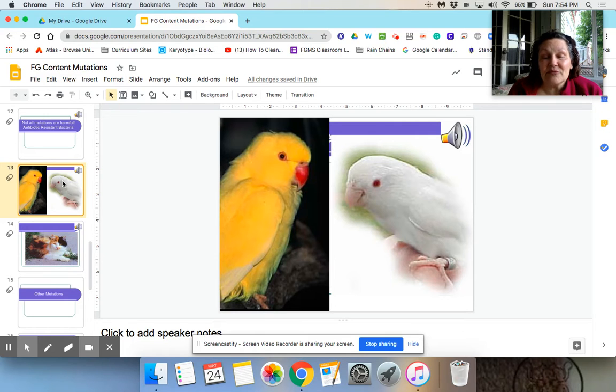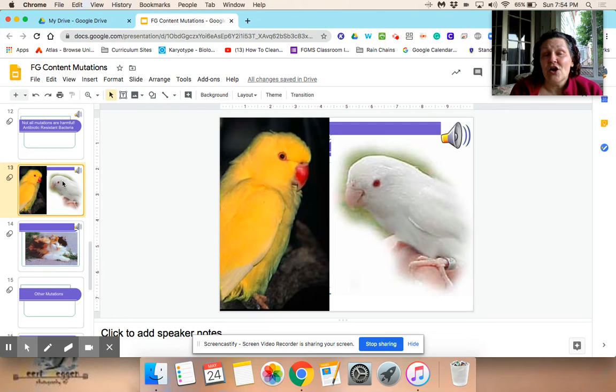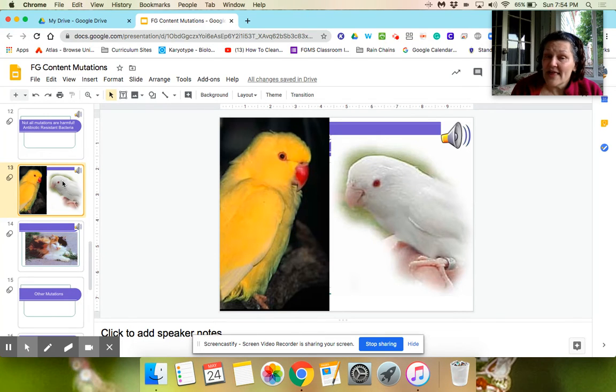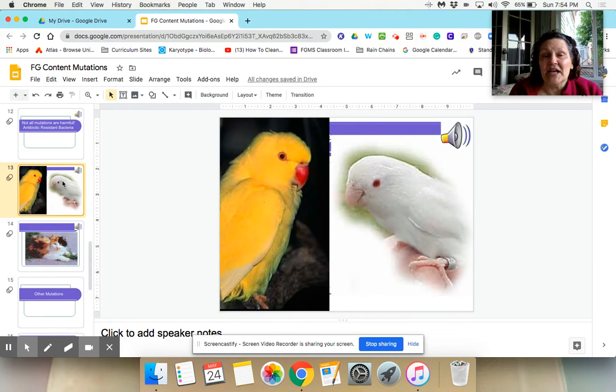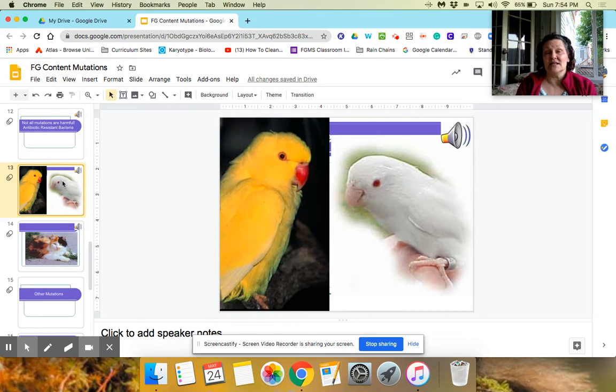This kind of parrot is supposed to be yellow with a red beak. Well, guess what? Something in its DNA has some kind of mutation that makes it an albino bird. We're going to talk about albinism in humans and other organisms in a little bit. But it doesn't have the pigment in its beak and it doesn't have the pigment in its feathers.